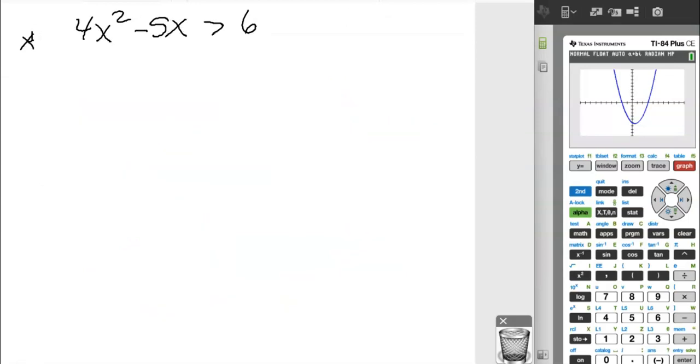So let's look at this one. We have 4x squared minus 5x is greater than 6. So we're going to bring everything over to one side.